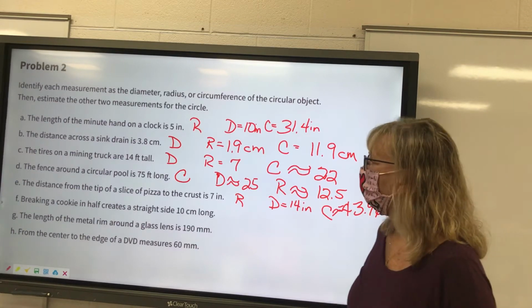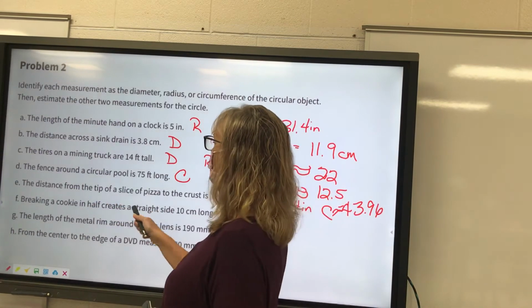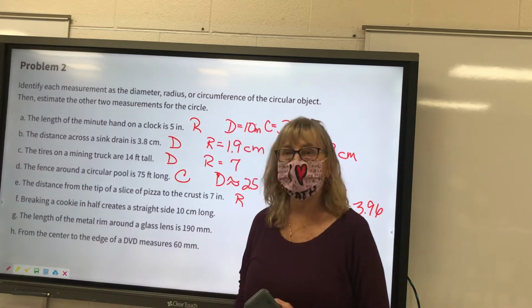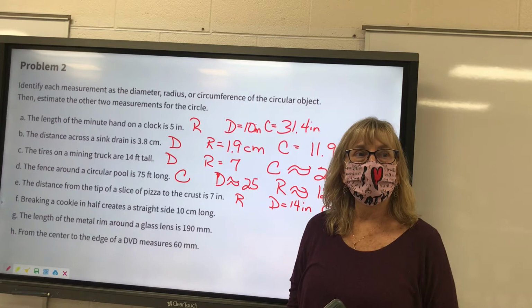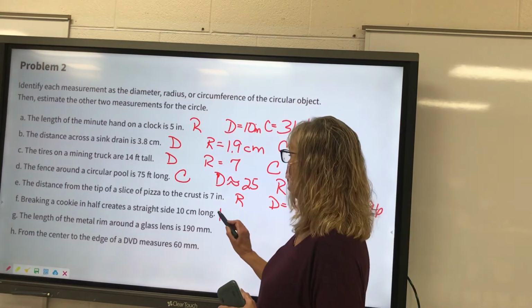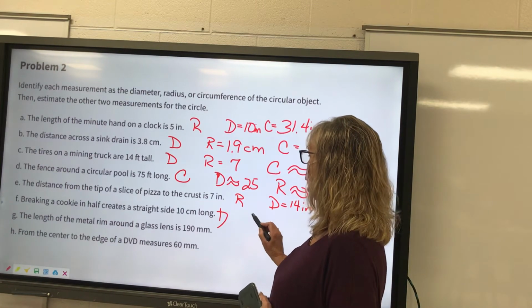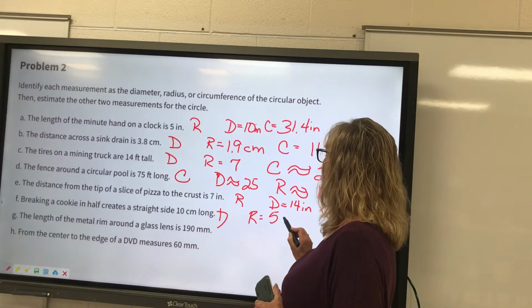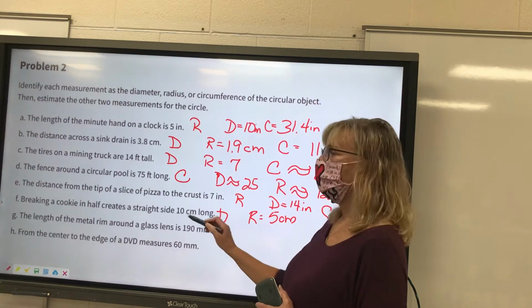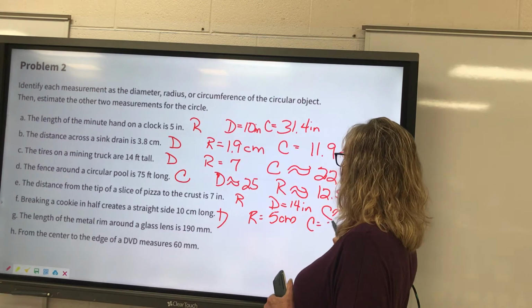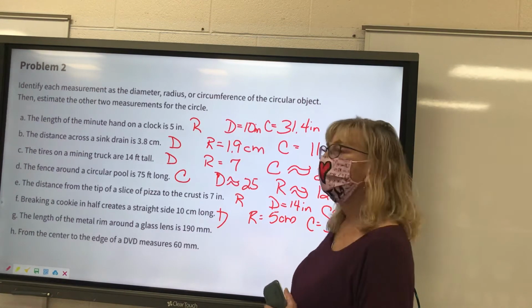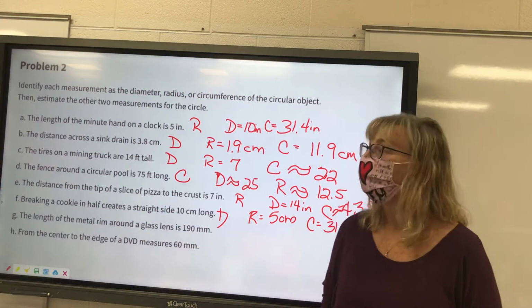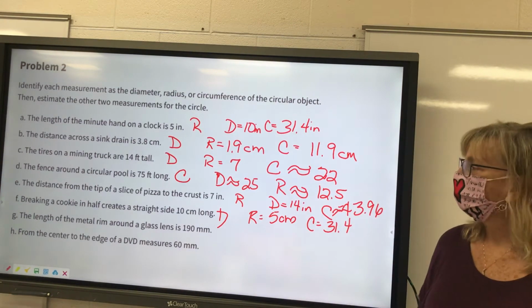All right. Breaking a cookie in half creates a straight side of 10 centimeters long. What's that going to be? The diameter. If the diameter is 10, what's the radius? 5. If the diameter is 10, what's the circumference? 31.4. We just multiply by 10, right?